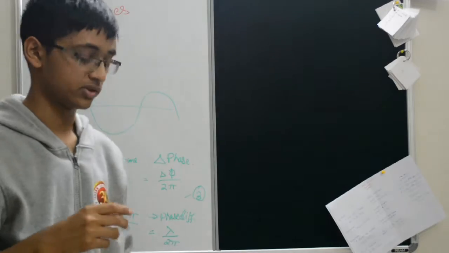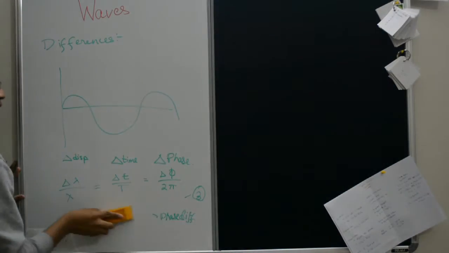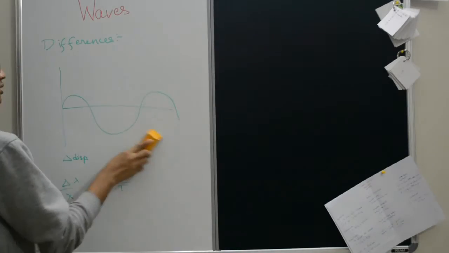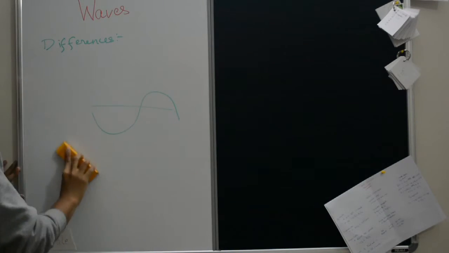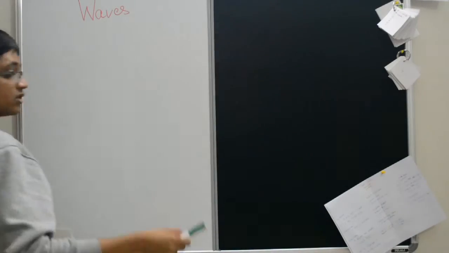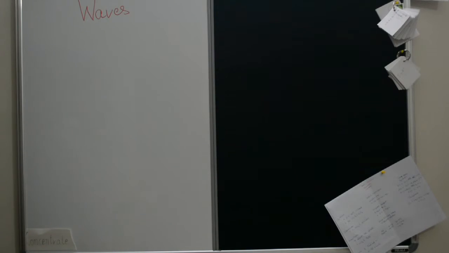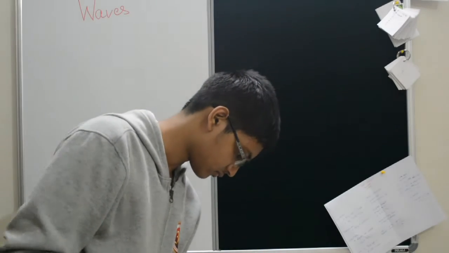Next we have progressive waves. So progressive waves are basically waves that travel, unlike stationary waves. For example, if you take a small piece of thread and just do like this, it will move. That is basically a progressive wave.